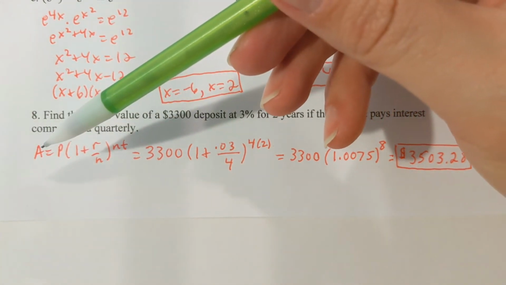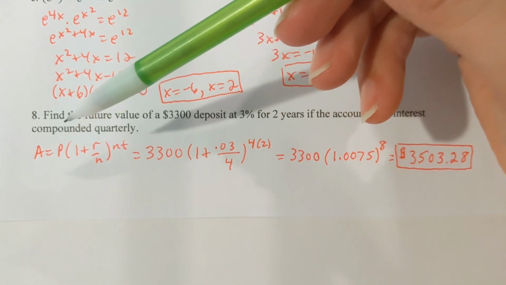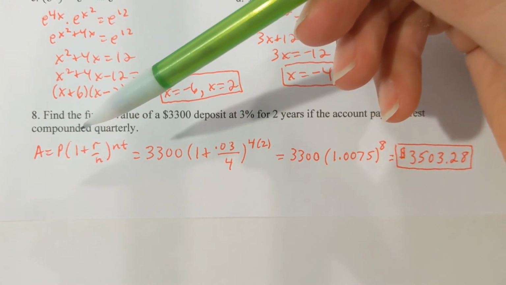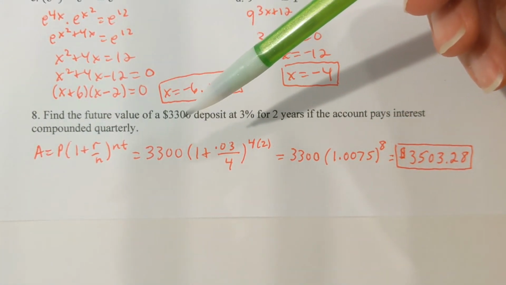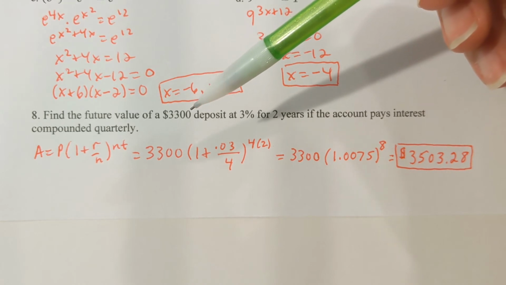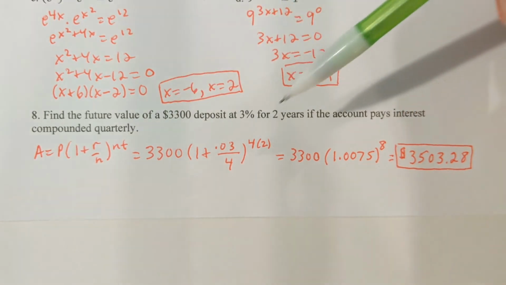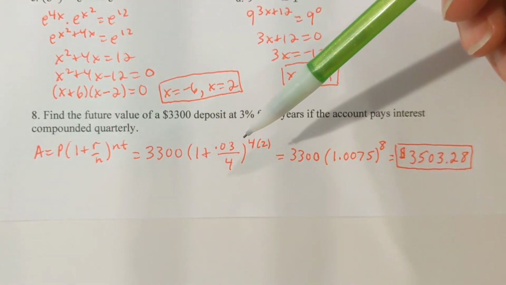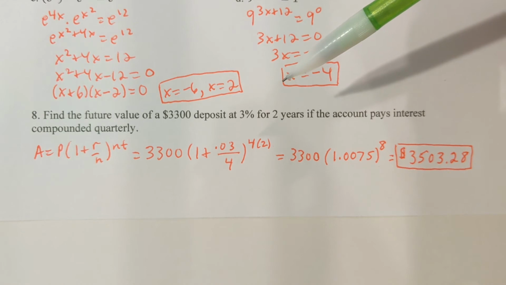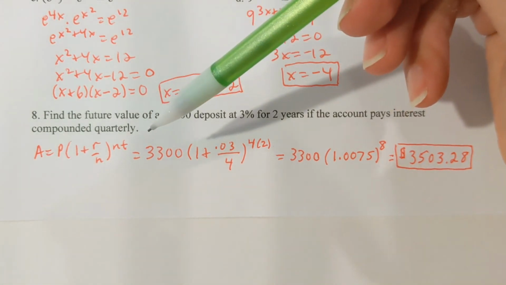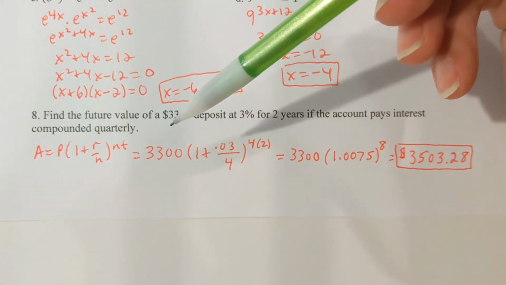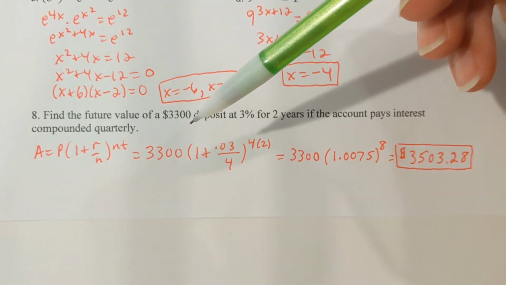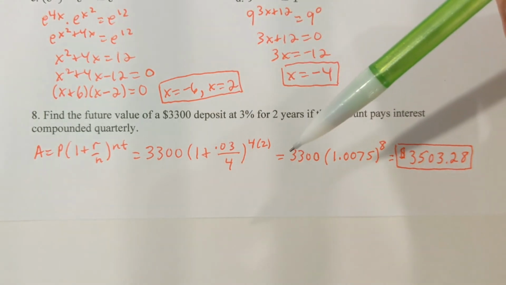A is the future value, so it's how much money you'll have down the road if you just let the money sit there and do its thing. P is the present value, which for us is $3,300. Okay, and then R is the interest rate, which is at 3%. R is going to have to be converted to a decimal. And then n is the number of times that you're compounding in a year. Compounding quarterly means that 4 times in the year we will gain additional interest on top of the interest that we've already made. Okay, and therefore n would be 4.